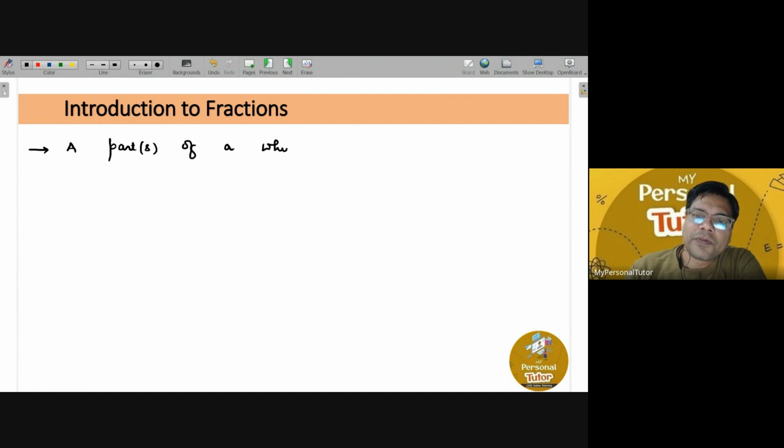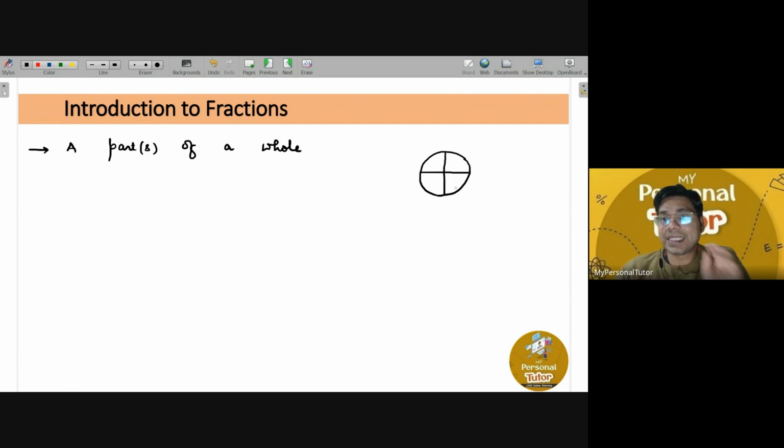For example, suppose you are going to a restaurant and you order a pizza. How will the pizza look? It will be something like this. Suppose you divide this pizza into four equal parts, four slices. You have seen how a pizza looks. Now, totally, how many parts are there? Four parts. Suppose you take one part of that. Suppose you are taking this slice.